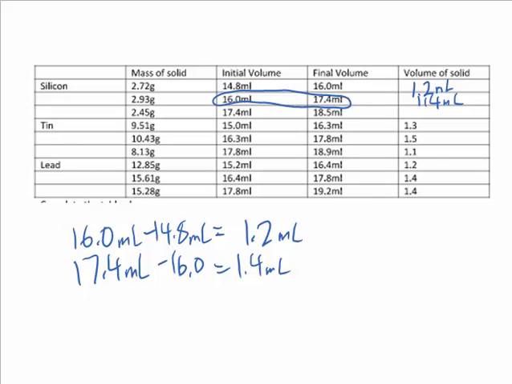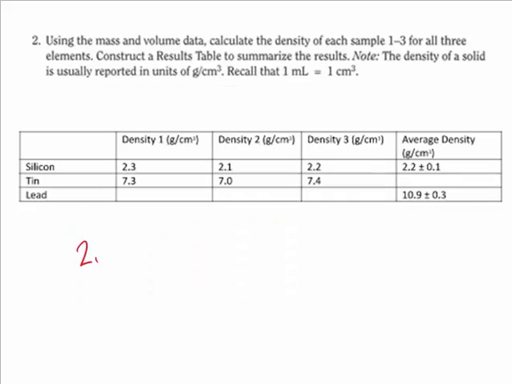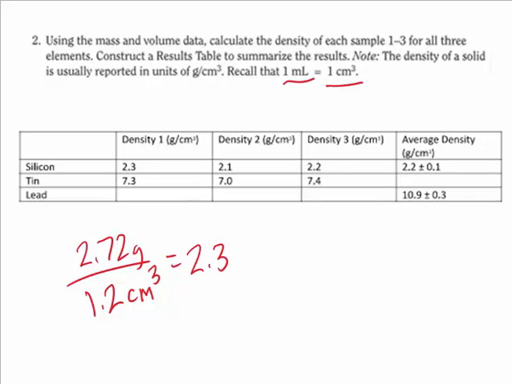Again, you need to show at least one example on your own paper. On this one, I'm going to show how you take 2.72 and divide by 1.2. 2.72 grams divided by 1.2 centimeters cubed. On my graduated cylinder it said milliliters, but 1 milliliter is equal to 1 centimeter cubed. Then you do that calculation and you get your answer, which is shown here to be 2.3 grams per centimeter cubed. You round it to 1 decimal place. You have to do this calculation 9 times. You don't have to write it 9 times, but you do have to show it at least once on your own paper.